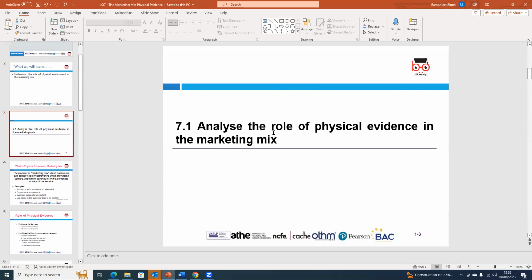So we looked at the role of the physical evidence, and now it's for you to look at the role of physical environment in your factory or in your office. So this is how you can go and check what the physical environment looks like in your office or in your place of work or in your factory, correct?